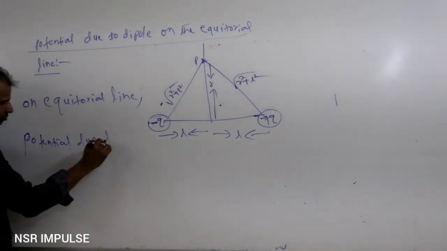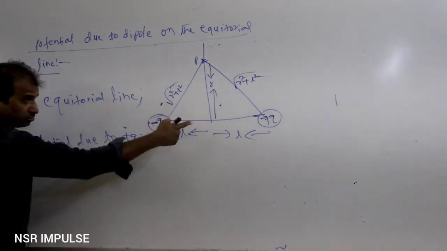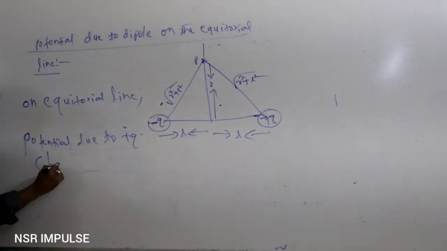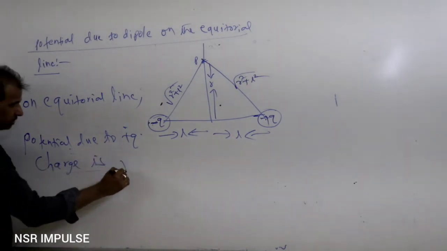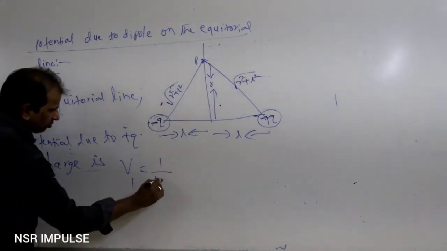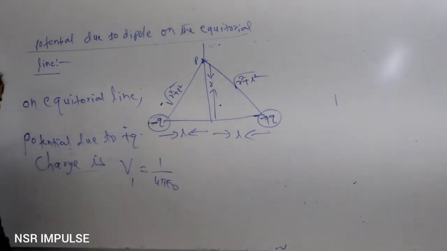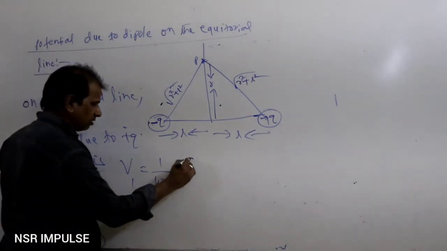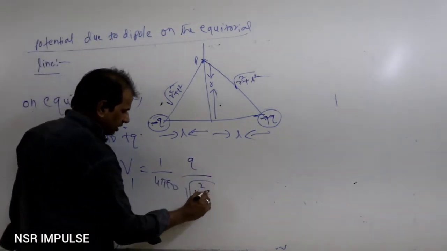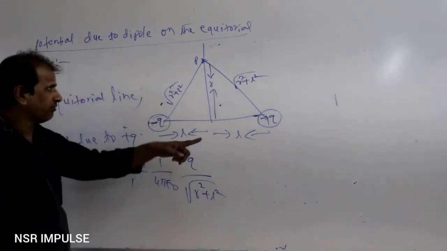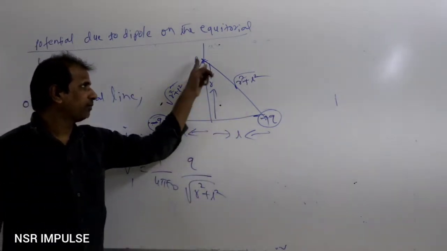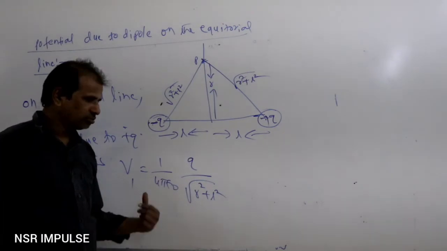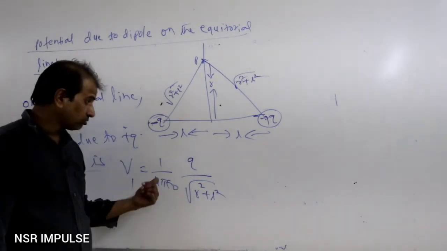Potential due to which charge? Positive charge. Potential due to positive charge is V1 is equal to 1 by 4 pi epsilon naught, general formula, Q by distance. Distance means under root of R square plus L square up to point P. Potential due to which charge? Positive charge. Gives which potential?